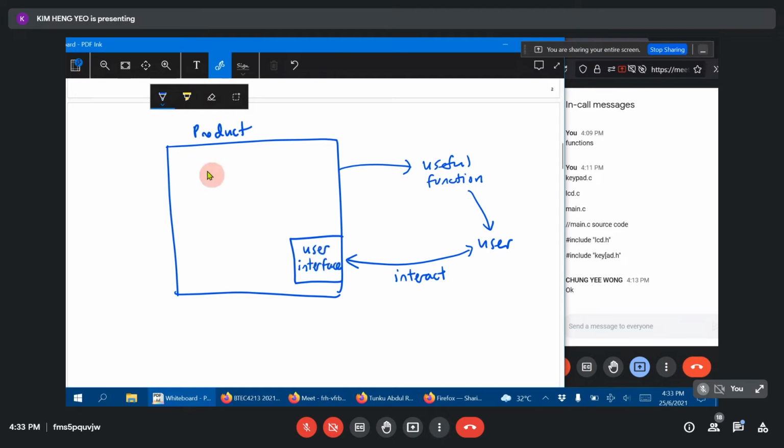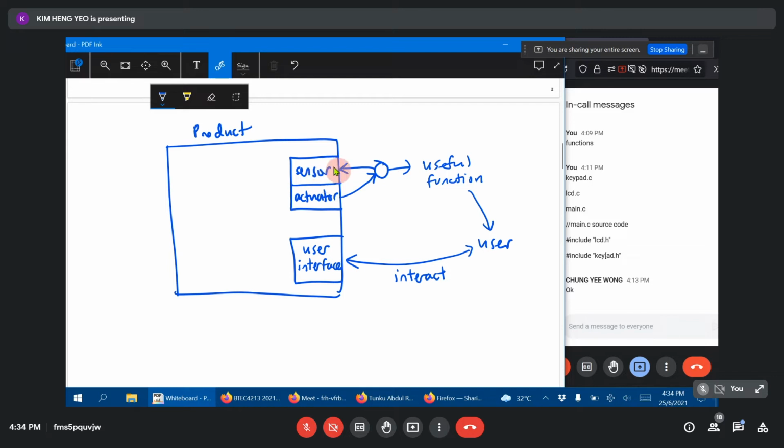Right, basic user interface. And how does the product provide the useful function? In order for the product to provide the useful function, it will have two types of things. It will have sensor and actuator. Sensor to input, actuator to output. Let me just draw this nicely. Okay, like this. This is your function. The sensor in this case is your temperature sensor. The actuator in this case is your heating element.